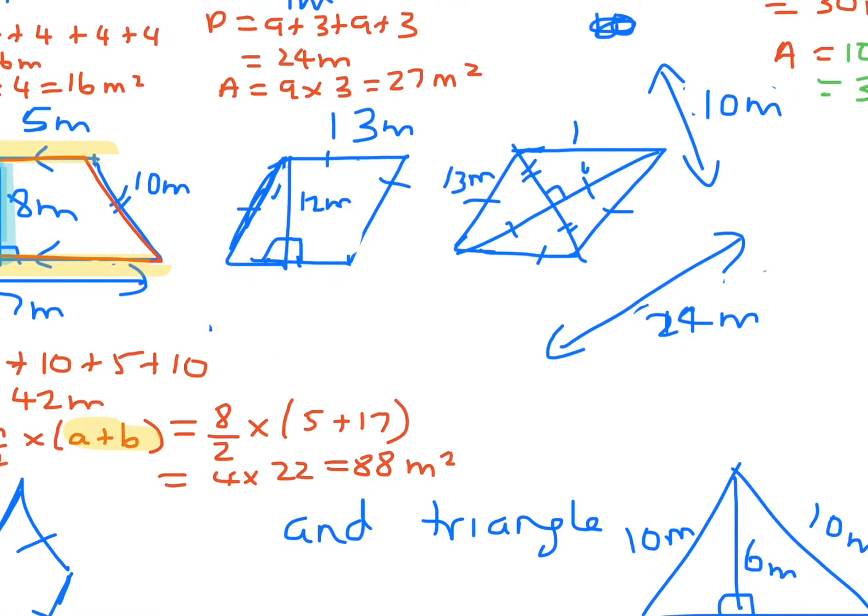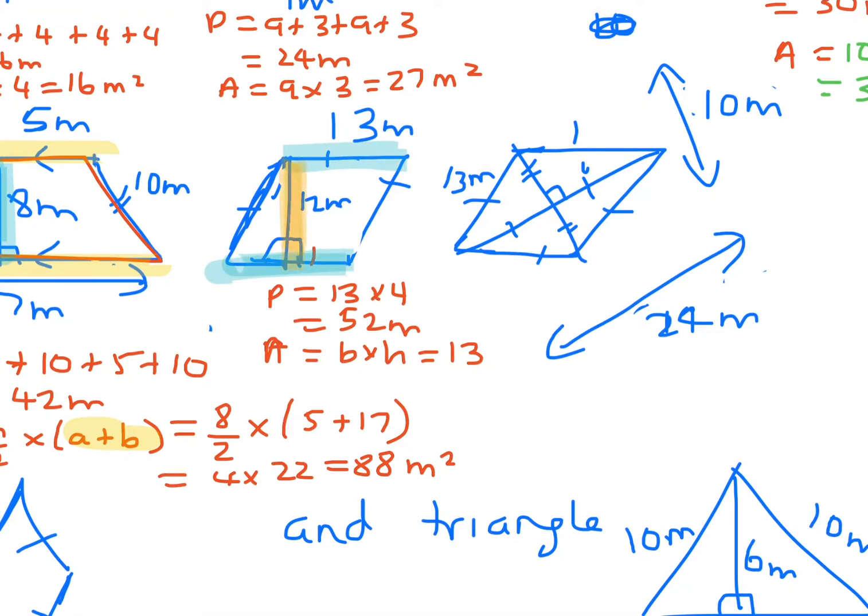Okay, so this one here, this is actually a rhombus. The perimeter would be 13 lots of 4, which is 52 metres, and the area, you could just do it as base times height because we're not given the diagonals. So it'd be 13, because 13 is like the base, so it's down there, and the perpendicular height is your 12, so times 12. So 13 lots of 12, 13 times 12 is equal to 156 metres squared.